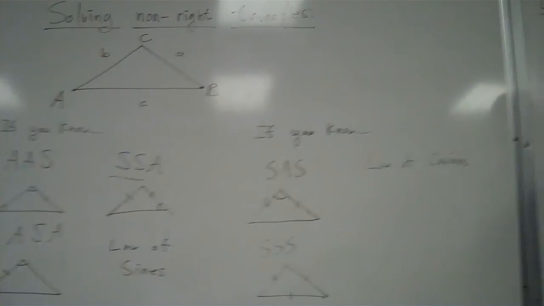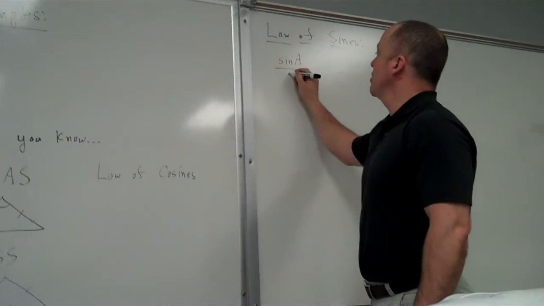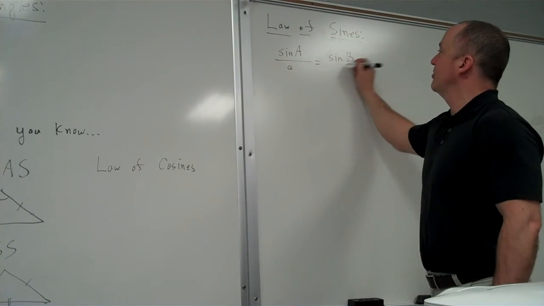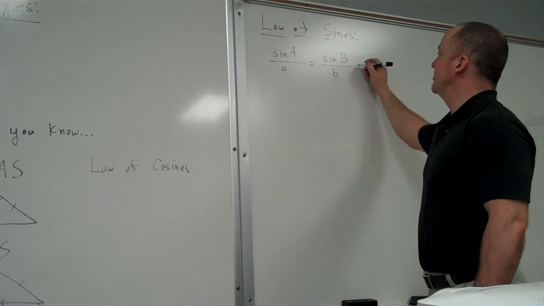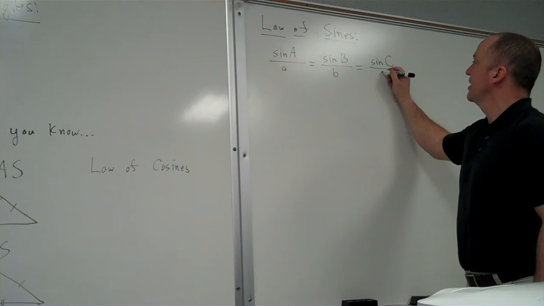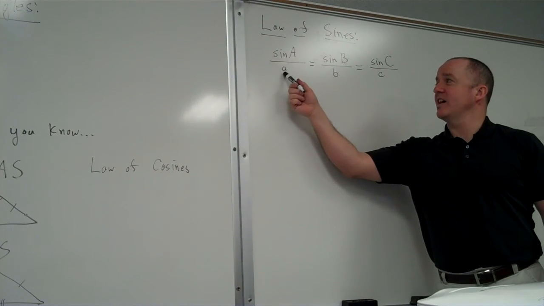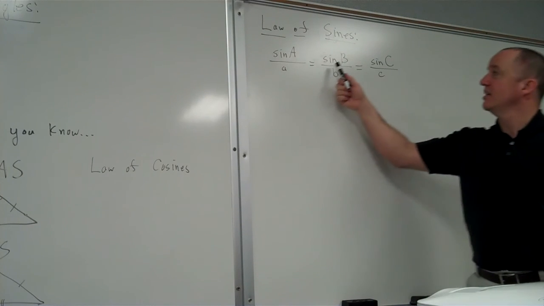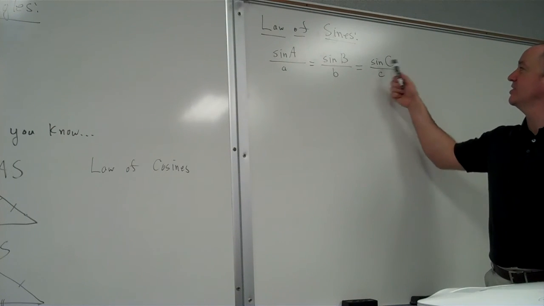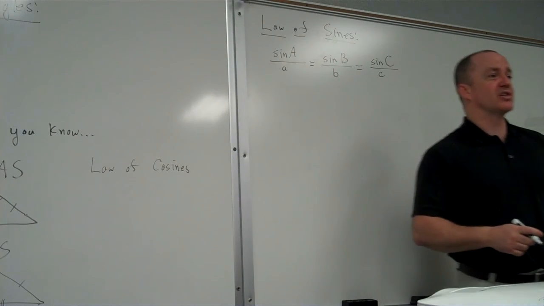The law of sines is the sine of the angle A in a ratio with the side a is equal to a proportion with the sine of the angle B to side b, which is opposite this angle, is equal in a proportion to the sine of the angle C opposite the side c. The sine of the angle opposite the littlest side in proportion with the littlest side's length. The sine of the angle opposite the medium side in a proportion with the medium side's length. Sine of the angle opposite the biggest side in proportion with the biggest side's length. These proportions will all be true.